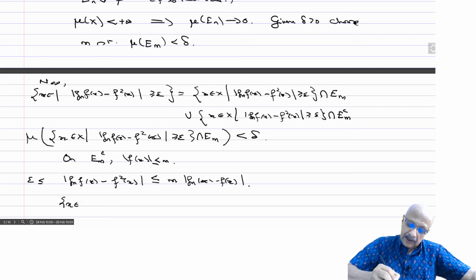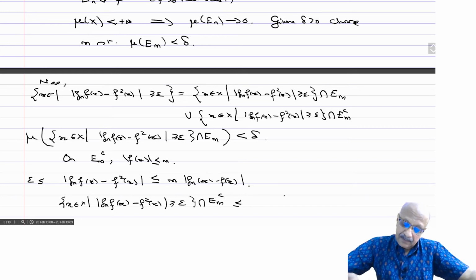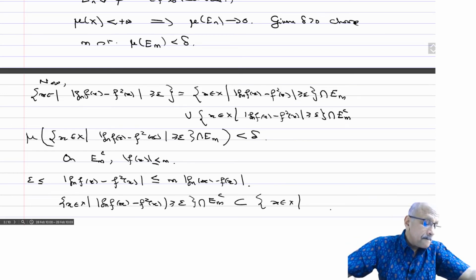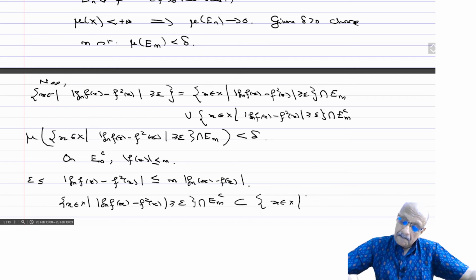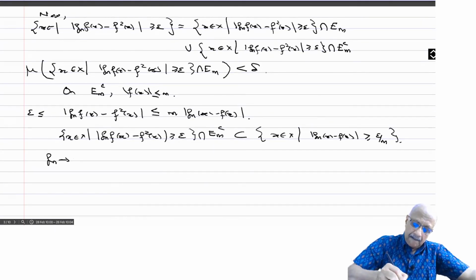Therefore, the set of all x in X such that |f_n f(x) − f²(x)| ≥ ε intersection E_M complement is contained in the set of all x in X such that |f_n(x) − f(x)| is greater or equal to ε/M, and the measure of this set goes to 0 because f_n converges to f in measure.